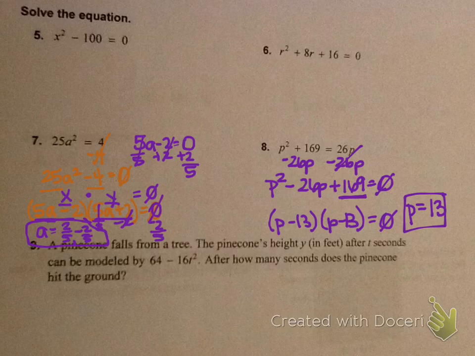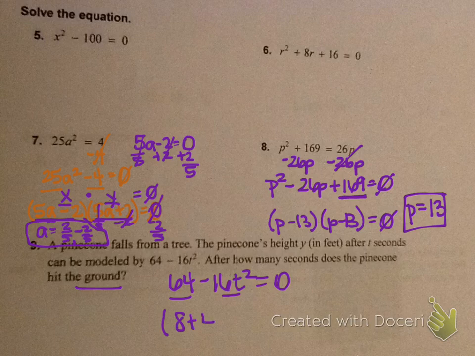And on the last one, a pine cone falls from a tree. A pine cone's height, y in feet after t seconds, can be modeled by 64 minus 16t squared. After how many seconds does the pine cone hit the ground? So hitting the ground is a height of 0. So 64 minus 16t squared equals 0. Two perfect squares. So we have 8 plus 4t, 8 minus 4t.